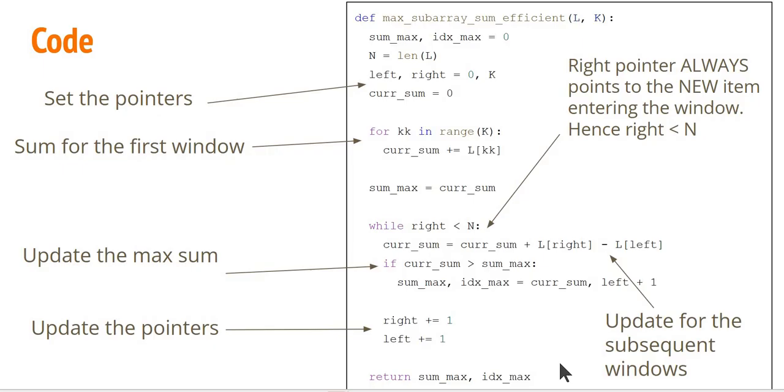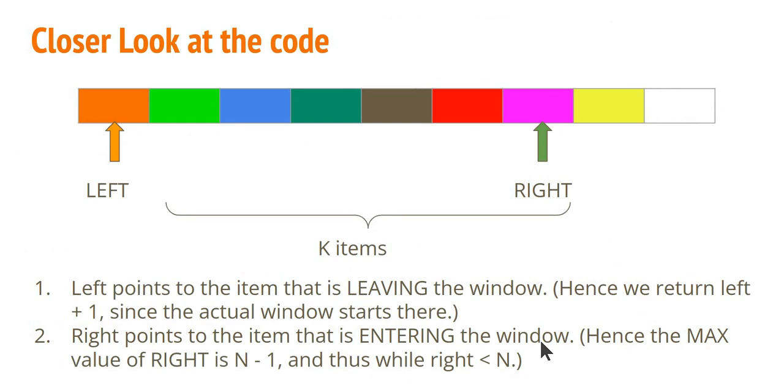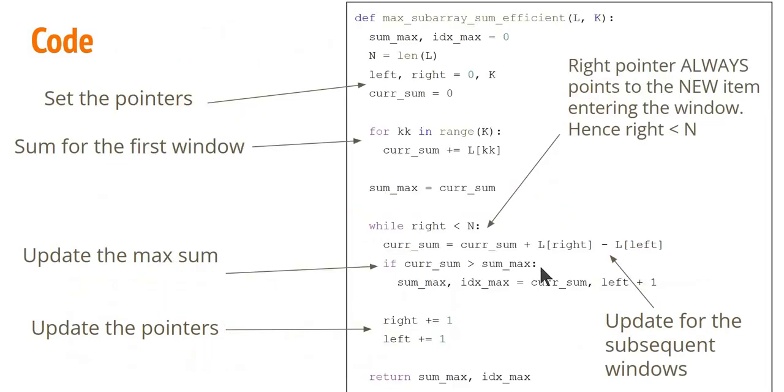Let's analyze this a little bit more carefully. Remember the two pointers here: left points to the item that is leaving the window, and hence inside the while loop we always return left plus 1, because the actual window starts here. We'll talk about this in a moment. Right, on the other hand, points to the item that is entering the window, and hence the max value of right is n minus 1. We spoke about this. Thus the while loop runs while right is less than n, and that's why we are doing right minus left.